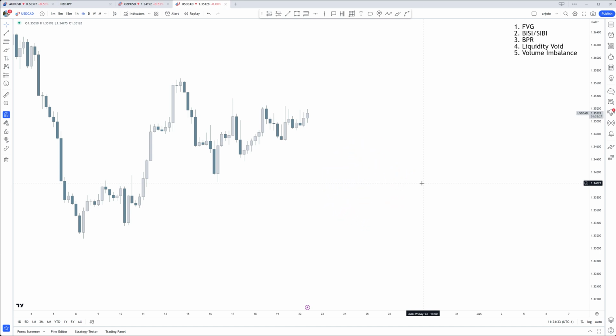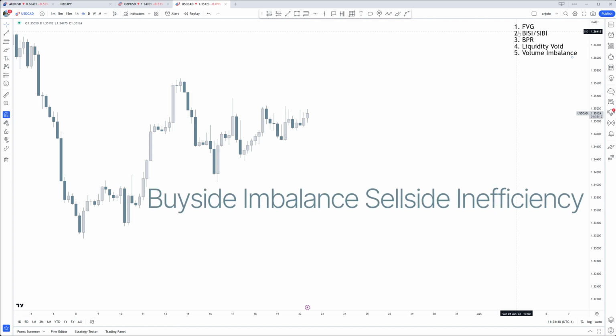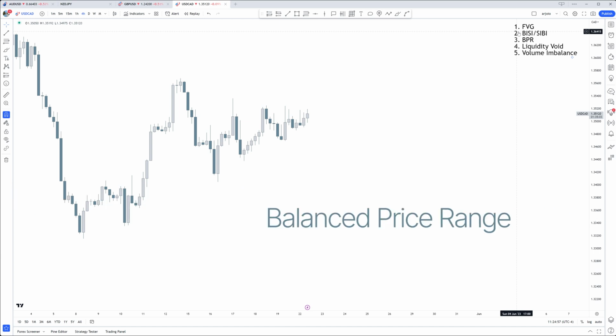All right, so without further ado, let's get right into it. As you can see right here, we have a few steps to go over. First one being FVG, fair value gap. Second one, BISI/SIBI. BISI, buy side imbalance, sell side inefficiency. SIBI, sell side imbalance, buy side inefficiency. BPR, balanced price range, liquidity void, and volume imbalance.